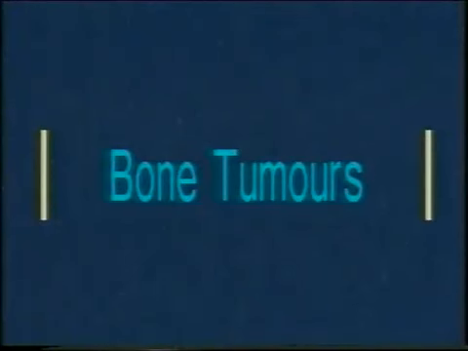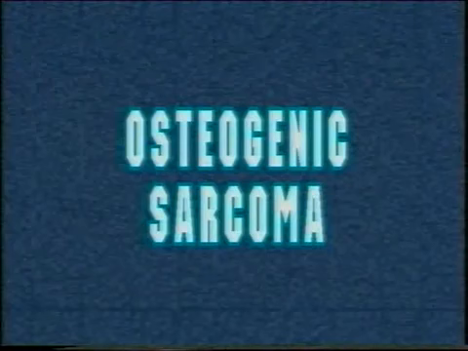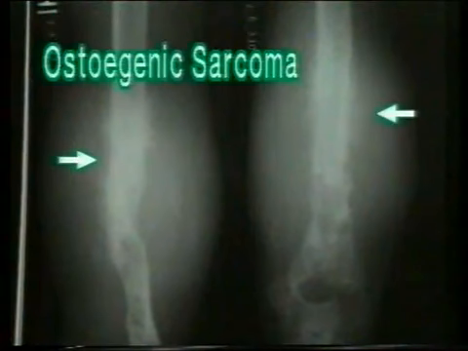Now we will come to bone tumors. Osteogenic sarcoma. This is an X-ray of the humerus. First note the soft tissue mass around the humerus. The bone shows destruction and there are many osteolytic areas in the lower third of the humerus. There is no clear-cut demarcation from the normal bone, which is a sign of malignant nature of the tumor.